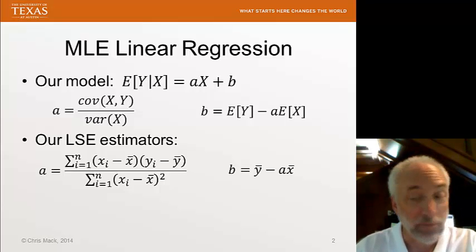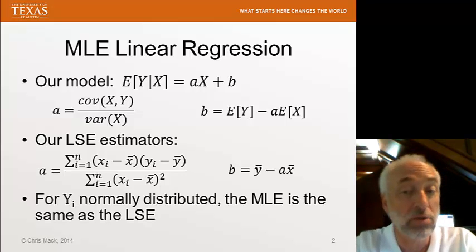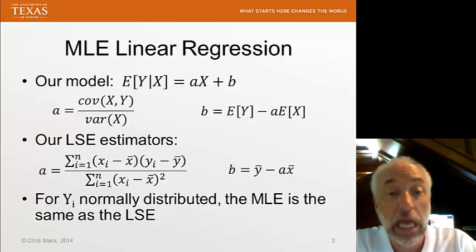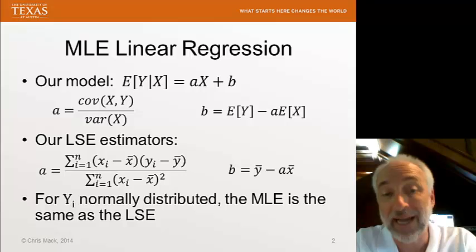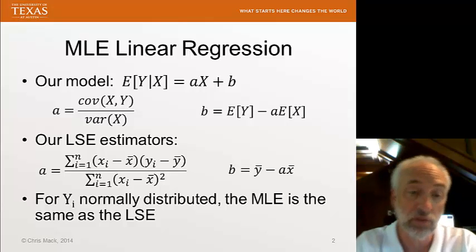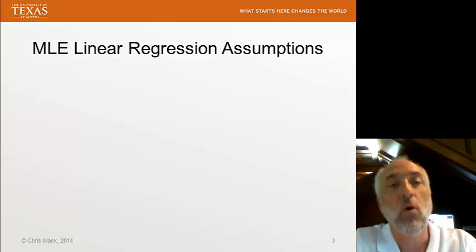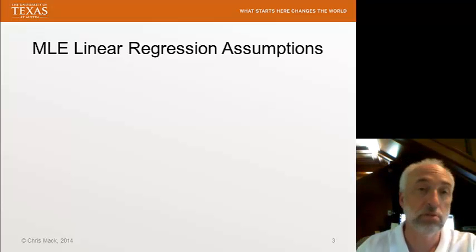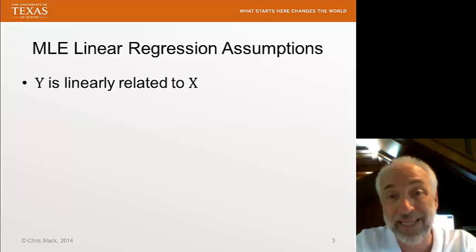These are the results we got by making a least square error estimate, but they're also the exact same estimates we get using a maximum likelihood estimator, as long as the y's and the x's are normally distributed and identically distributed. So IID variables. Now, with that in mind, let's review all of the assumptions that went into an MLE linear regression estimate. First, we assume that y is linearly related to x.